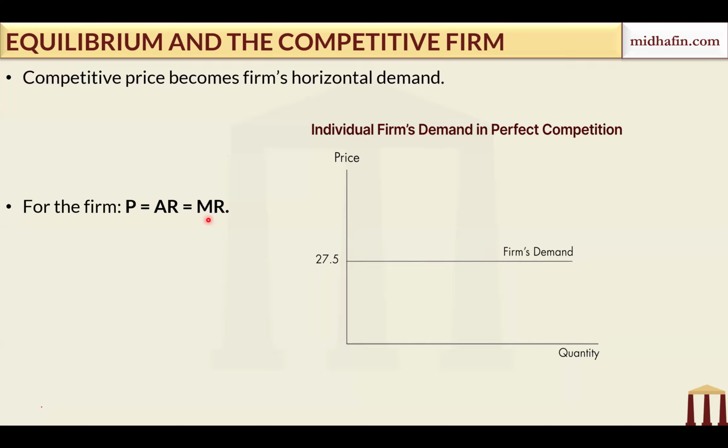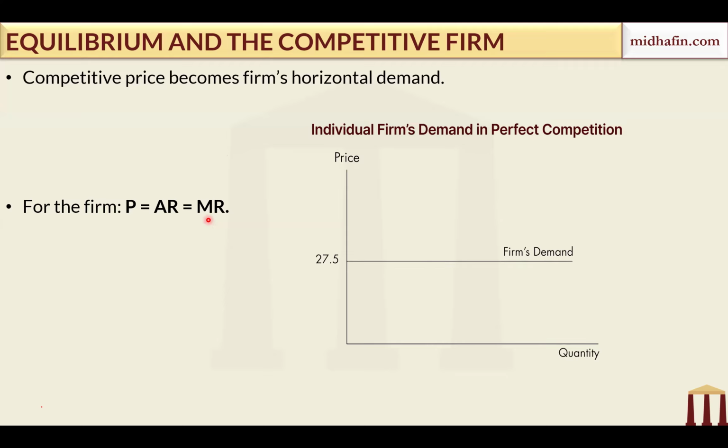Okay, because whatever extra unit the firm is selling, for every single unit the price is the same. So even if you produce 100, 200, 300 extra units, the price for every single unit is the same as 27.5. So the average revenue will always be 27.5. Average revenue means total revenue divided by total quantity, right? That is your average revenue. So revenue per unit. Okay.